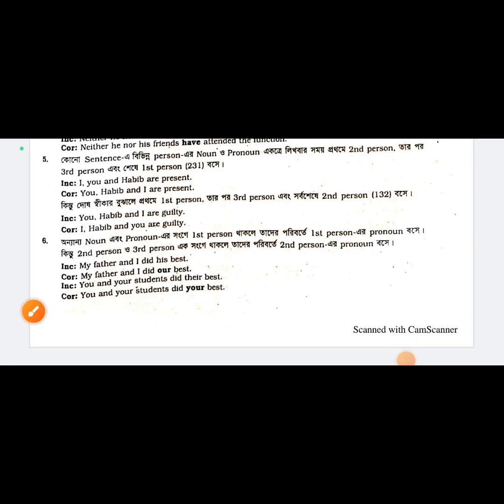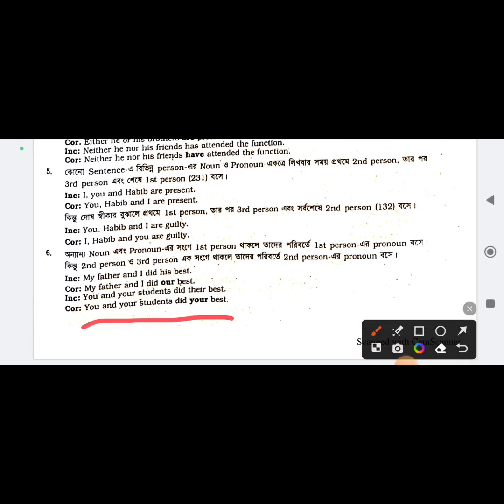This is an important one. If you see the first person, then the pronoun will be used like the first person. But if you see second and third person, then the pronoun will be used as the second person. For example, that is the example of first person pronoun. My mother and I did our best. That is why the first person's pronoun our will be used. But in the second sentence, the example is based on the second and third person. Because in the sentence there is second and third person, that is why the second person's pronoun is used.